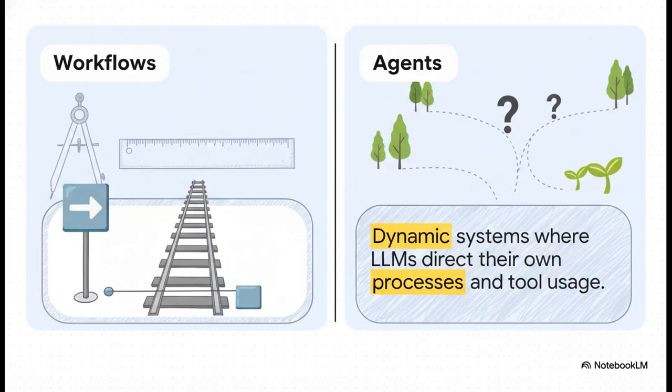And this really gets to the heart of it. On one hand, you've got workflows. These are predictable, they're structured. Basically, you, the developer, define every single step of the path. But on the other hand, you have agents. These things are dynamic. The LLM itself decides where to go next, what tools to use. It's the difference between a blueprint and an explorer, really.